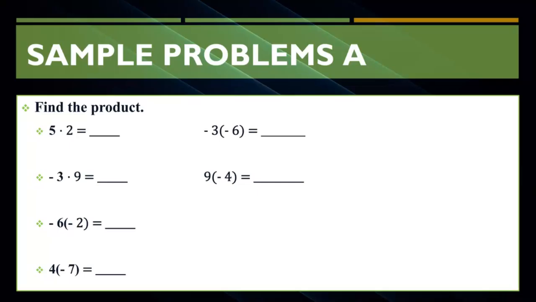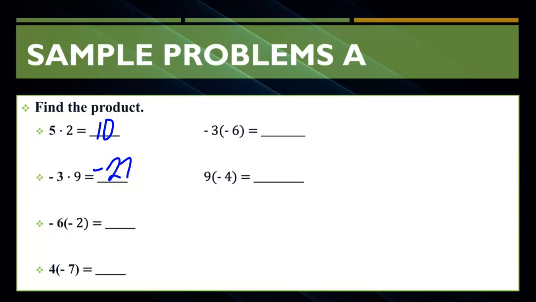Sample problems, find the product. So both numbers are positive, so my answer is positive. 5 times 2 is 10. -3 times 9, since one's positive, one's negative, my answer is negative. 3 times 9 is 27, so -27.